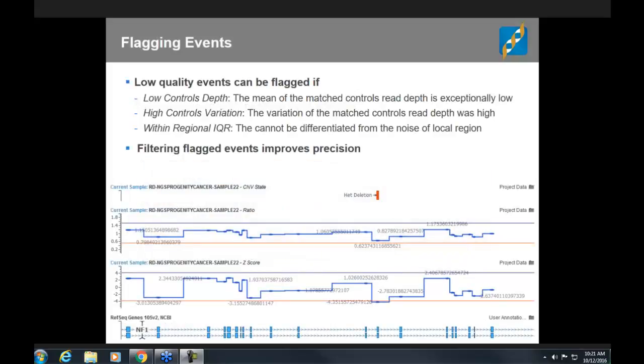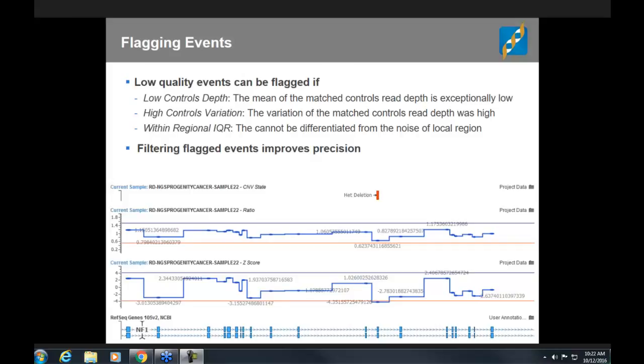So in order to mitigate some of these false positives, we've added the ability to flag low-quality events through VarSeq. And you can actually filter out these low-quality events if you would like, and only look at high-quality events, thus reducing the false positive rate pretty drastically, as you'll see in a moment.